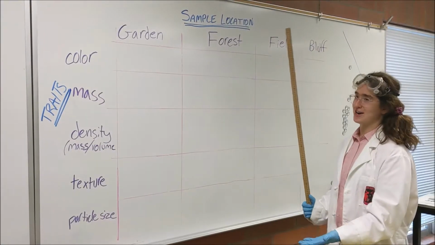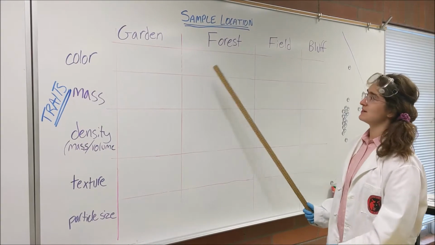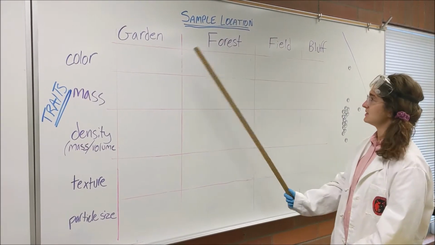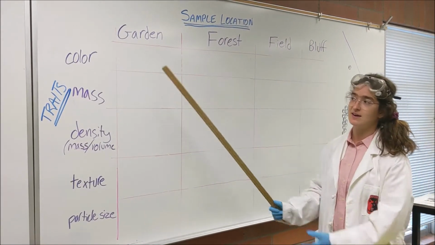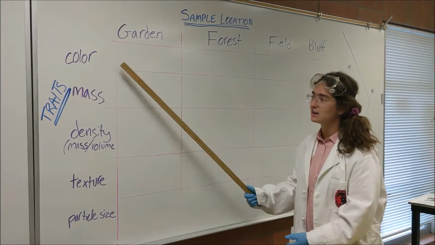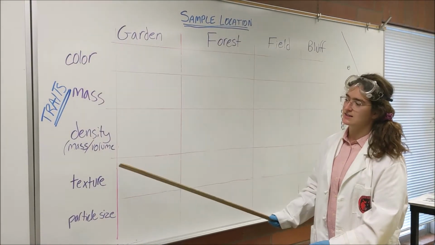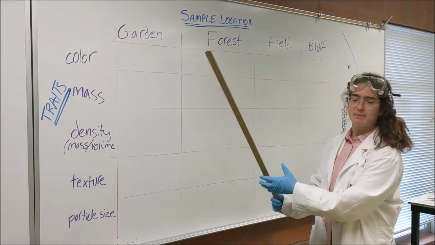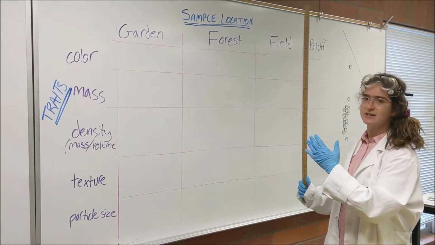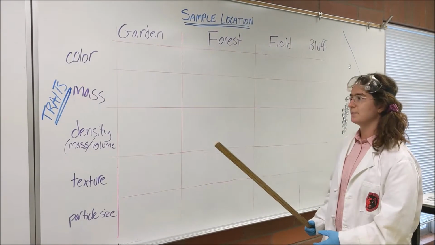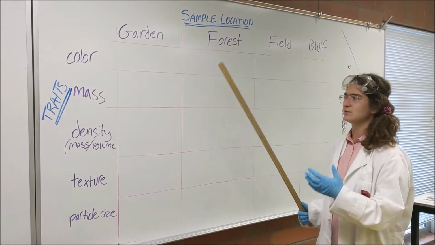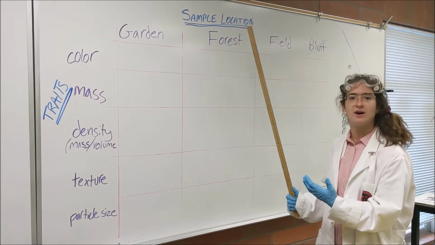So I've made this chart here, and on the top you can see we have our sample locations, these 4 different samples here, and then on the side we have the traits: the color, the mass, the density, the texture, and the particle size. I made this chart so that we can organize all of our data and access it more easily, and we can start to see some trends and what's really going on here.